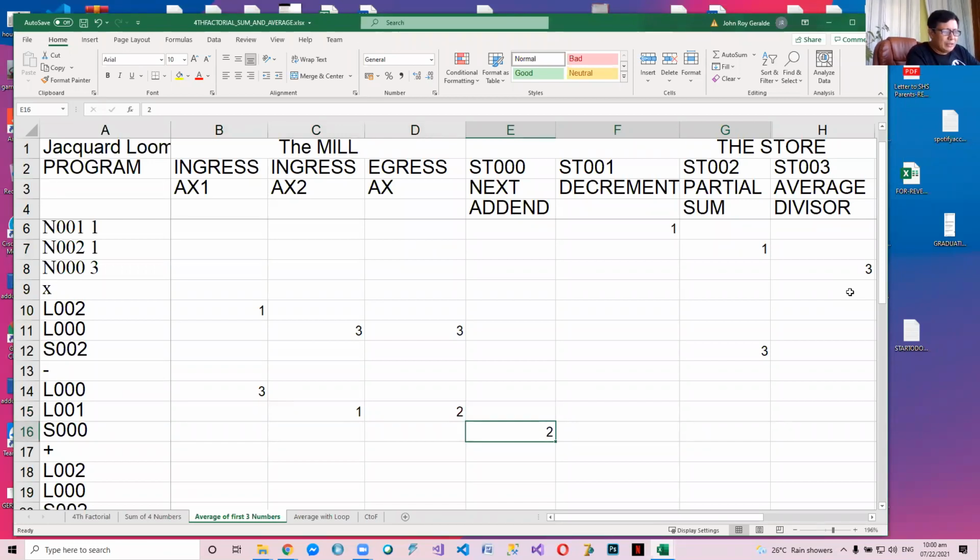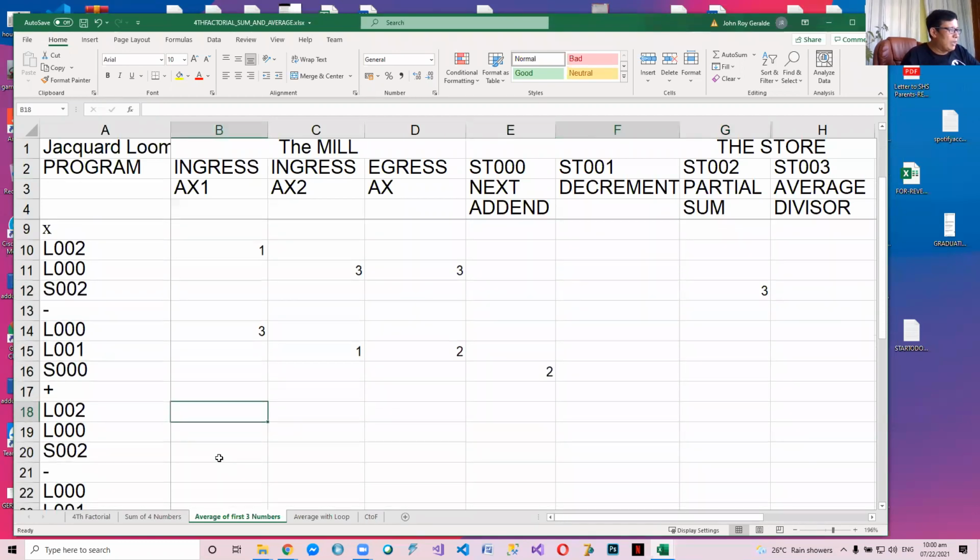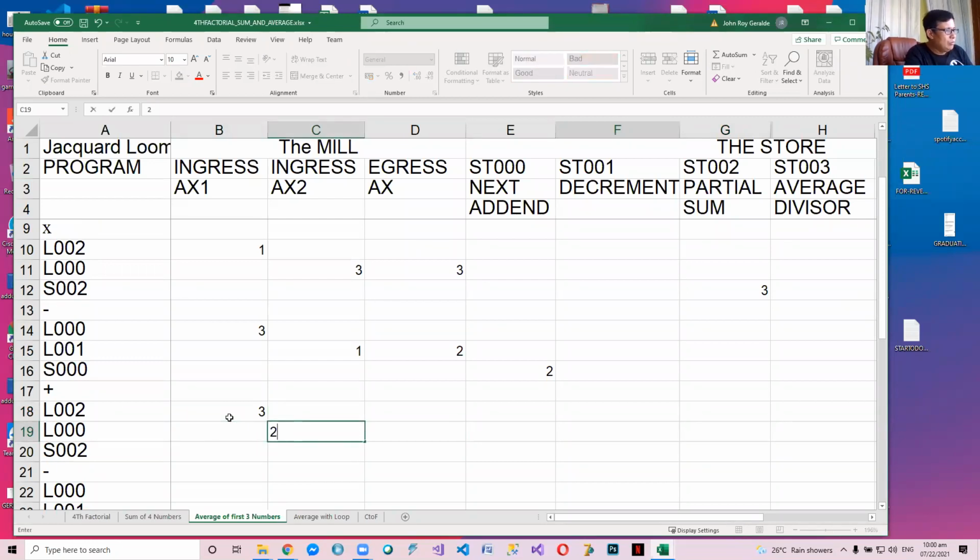Now, having computed the next addend, we are ready to compute the next partial sum, which is 3 plus 2. It's 3 here and 2 here. So we do a plus, load L002, which is 3, and L000, which is 2. And 3 plus 2 is 5. And we store it as the next partial sum. So this now becomes 5. Okay? You follow?